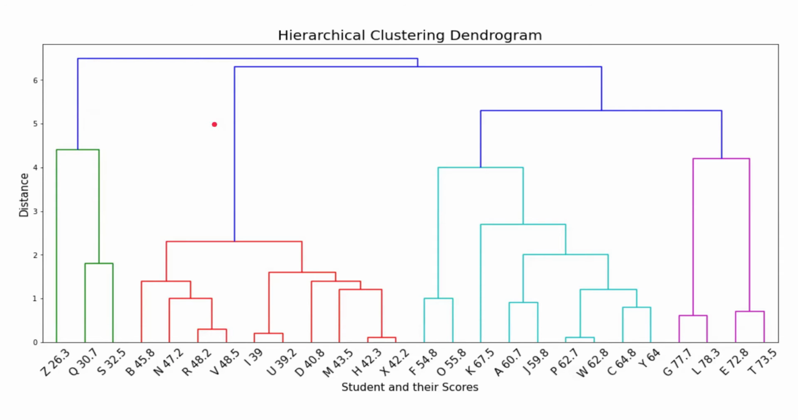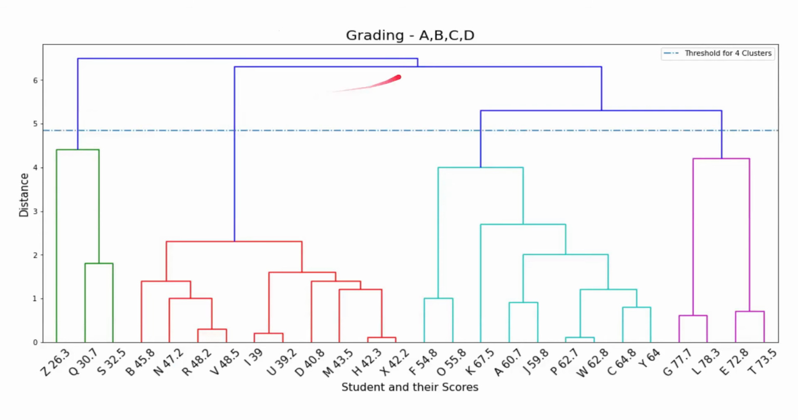Now let us have a look at part A. In part A, we need to assign 4 grades to the students, which are A, B, C, and D. Hence, we need to find 4 clusters. Now, if we put a threshold at this level, then we can find 4 clusters. In the first cluster, all the points which are in the pink will be allotted. In the second cluster, all the points which are in this sky blue color will be allotted. In the third cluster, the points in the red will be allotted. In the fourth cluster, all the points in the green will be allotted.